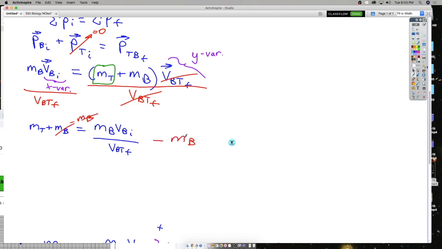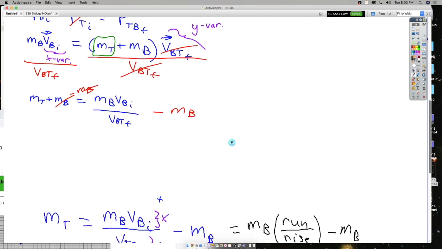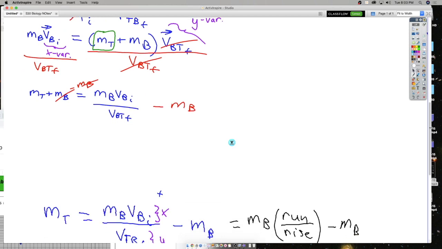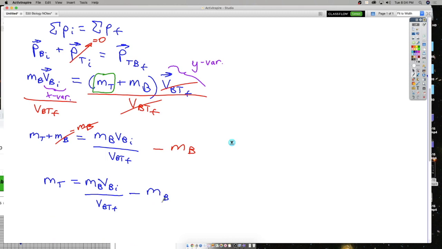There we go. Careful, don't put that in the numerator, right? This whole fraction is having this subtracted from it, not just the numerator. This doesn't belong in that fraction. Okay, and now rewrite what you got and think about how it relates to the graph. Okay, so like we said, this is our y variable, right? This is our x variable. So when we solve for the mass of the target glider, it has us dividing x by y.